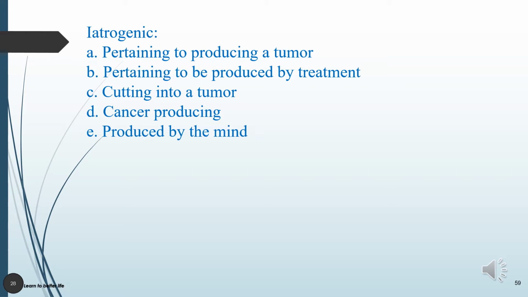Iatrogenic. A. Pertaining to producing a tumor. B. Pertaining to being produced by treatment. C. Cutting into a tumor. D. Cancer producing. E. Produced by the mind. The answer is B. Pertaining to being produced by the treatment.